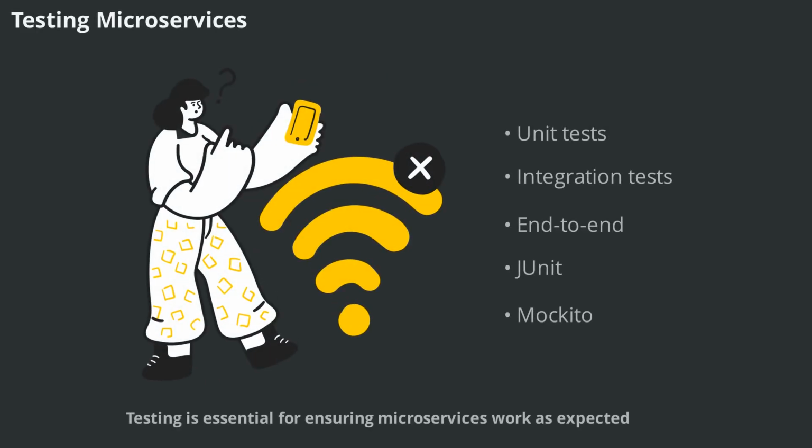Testing is essential for ensuring microservices work as expected. You'll need to write unit tests, integration tests, and end-to-end tests. Spring Boot provides tools like JUnit and Mockito for testing individual components, while tools like Testcontainers enable integration testing with real databases. Interviewers may ask about your testing strategies and how you ensure reliability. Mastering testing techniques will help you deliver robust, error-free systems.